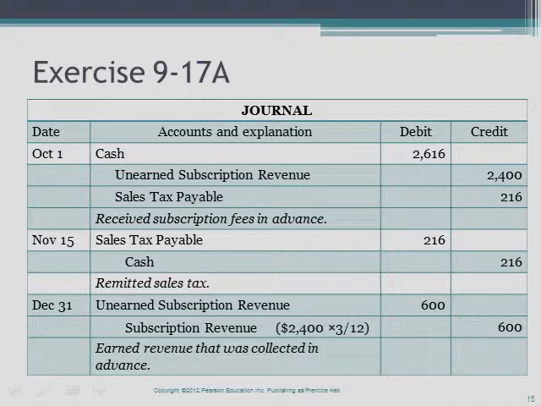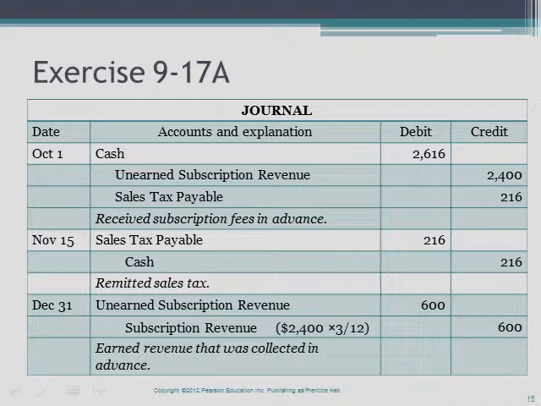So we're crediting unearned subscription revenue because it was paid in advance. We have a liability to deliver a subscription. On November 15th, we paid the sales tax to the state of Massachusetts. So we debit the sales tax payable because we're reducing that liability, and we credit cash because we're reducing that asset for the $216, or the amount of sales tax.